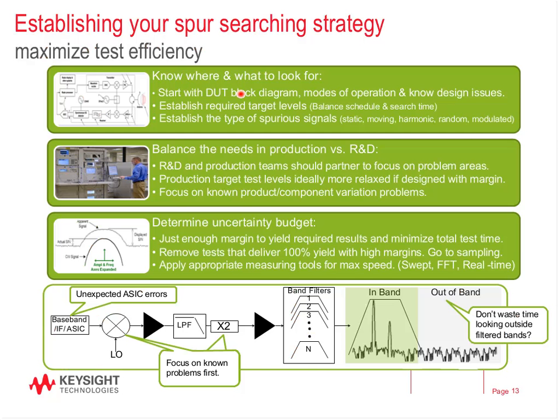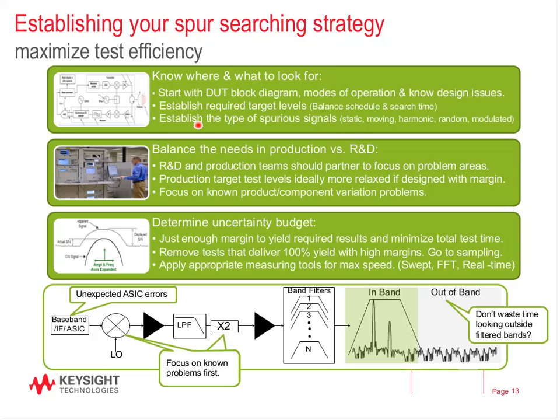You want to start with all your knowns and all your big transmitting spurs that could be present, such as from the mixer, because you can find those quickly. And then if there are problems or issues in areas, you want to be able to keep track of those and monitor them as needed.